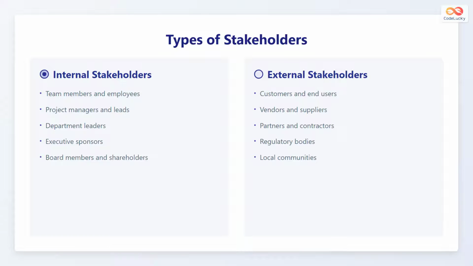Stakeholders can be broadly classified into two main types: internal and external. Internal stakeholders are those within the organization, such as team members, project managers, department leaders, executive sponsors, board members, and shareholders. External stakeholders are those outside the organization, including customers, vendors, suppliers, partners, contractors, regulatory bodies, and the local community. Each type has different needs and expectations, so you will need to communicate with them accordingly.